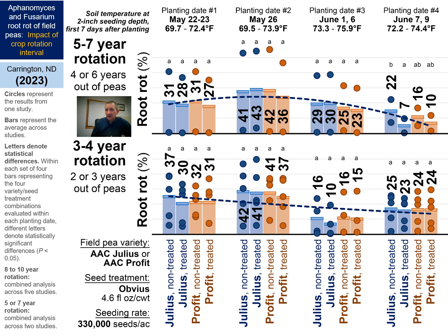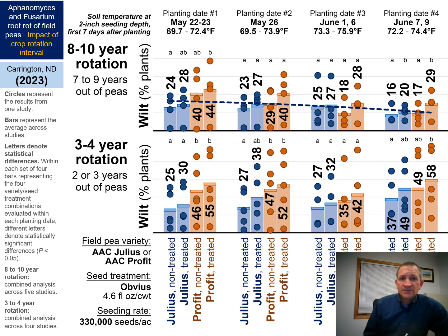Same thing as you compare the 3 to 4 year rotation to the 5 to 7. Again, the tighter crop rotation interval resulted in higher root rot severity, and it didn't matter what field pea variety you were planting or whether you had a seed treatment or not.